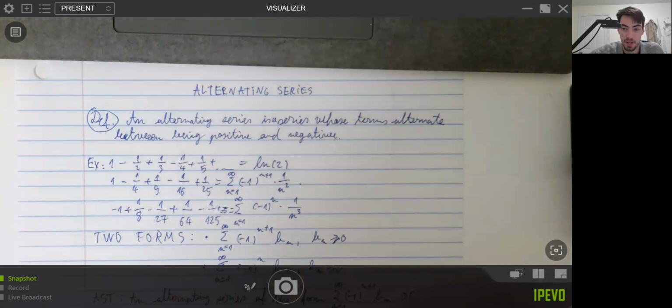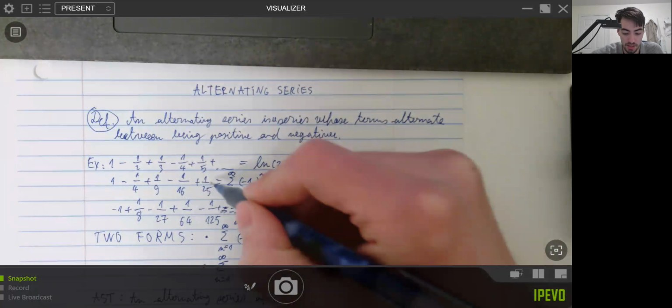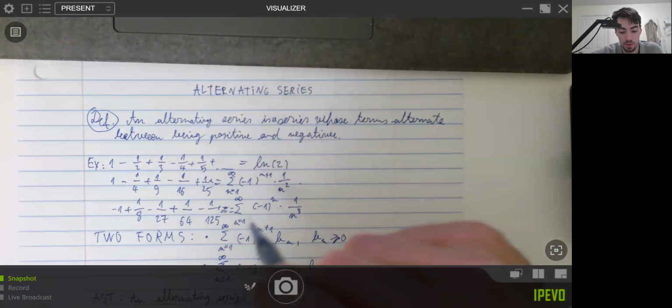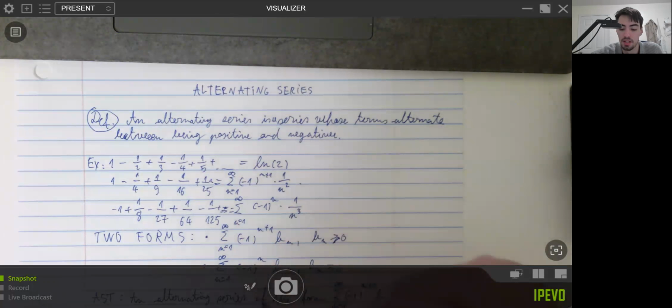Another more basic example is 1 minus 1/4 plus 1/9 minus 1/16 plus 1/25 and so on. And we can just rewrite this as the sum from n equals 1 to infinity of -1 to the n plus 1 times 1 over n squared.